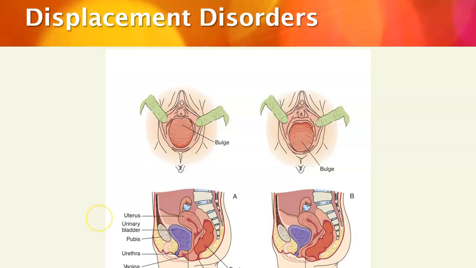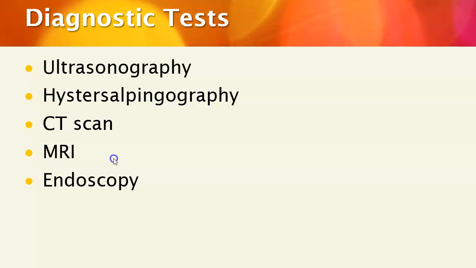So displacement disorders, this is from your book. If you go in and do a vaginal exam, you may actually see the uterus bulging into the vaginal wall, and that would give us an indication that we have some kind of displacement disorder. It doesn't always necessarily mean that it's a uterus there. It could be their bladder sagging in there, or their rectum. But any type of bulge on vaginal exam is suspicious for some kind of displacement disorder.